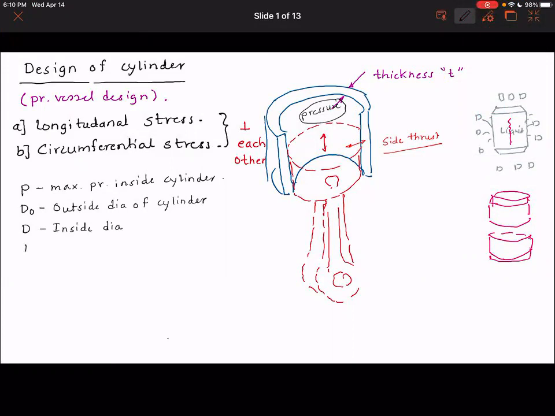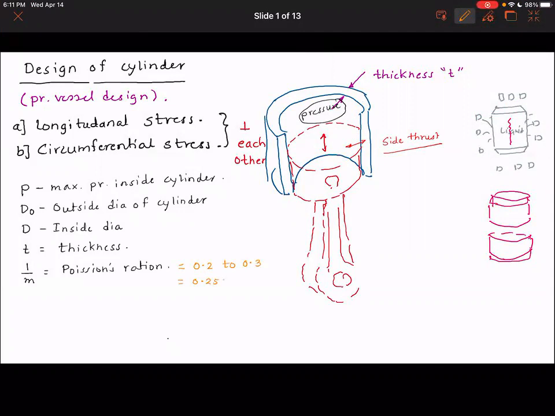And T, I'm going to call it the wall thickness. And 1/m, as you know, is the Poisson's ratio, which is the lateral strain divided by longitudinal strain. Typically, this Poisson's ratio value is between 0.2 to 0.3, so you can take it as 0.25.